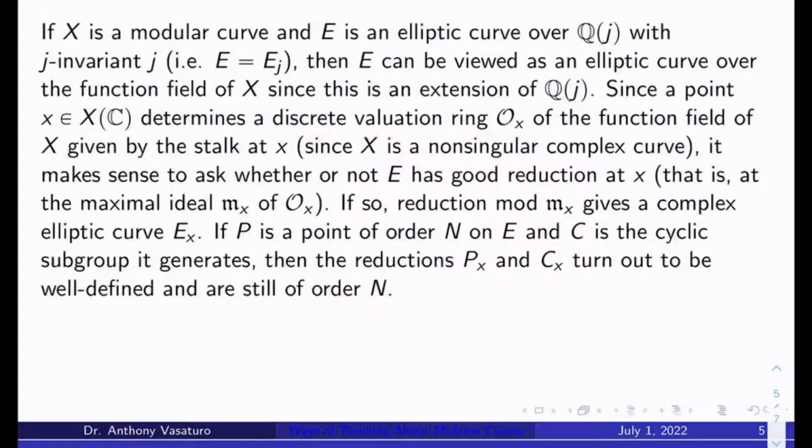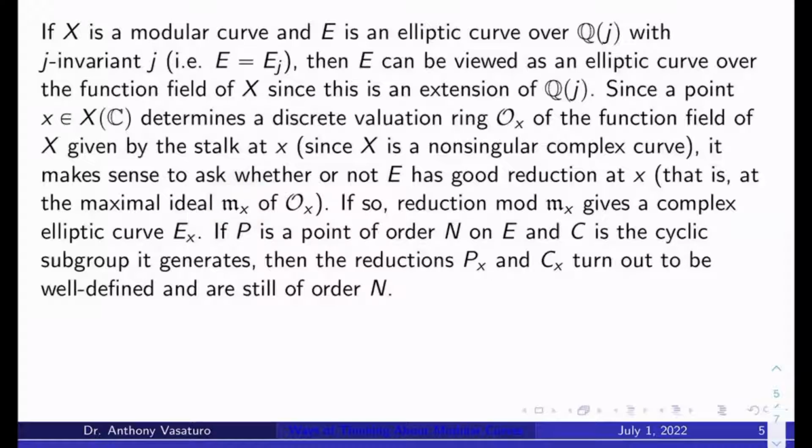Okay, and so because all the stalks are discrete valuation rings, it makes sense to ask the question, is this elliptic curve, viewed as an elliptic curve over the function field of X, can I talk about good reduction at each point of the modular curve? Sure. Because each of these rings is a discrete valuation ring, I can just say that E has good reduction at x if it has good reduction mod the maximal ideal m sub x in the stalk O sub x. And there will only be one such maximal ideal. Maximal ideals in discrete valuation rings completely govern the discrete valuation ring.